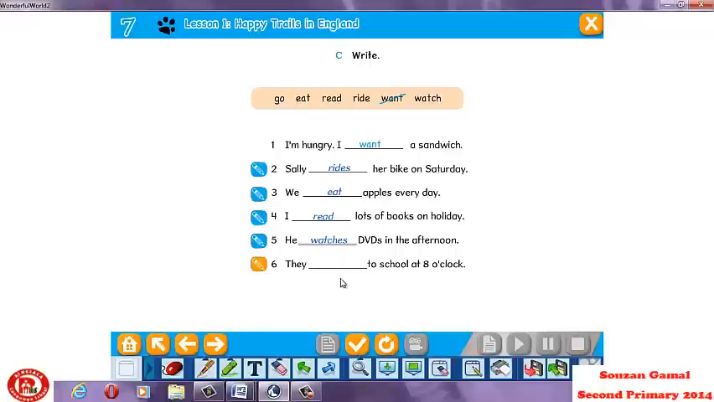Number 6. They what to school at 8 o'clock. They go or they goes? Who can tell me? They go without adding anything. Because if you want to talk about an action you always do, put S or ES with he, she, and it. With I, you, we, and they, don't add anything. Okay, you have to remember.